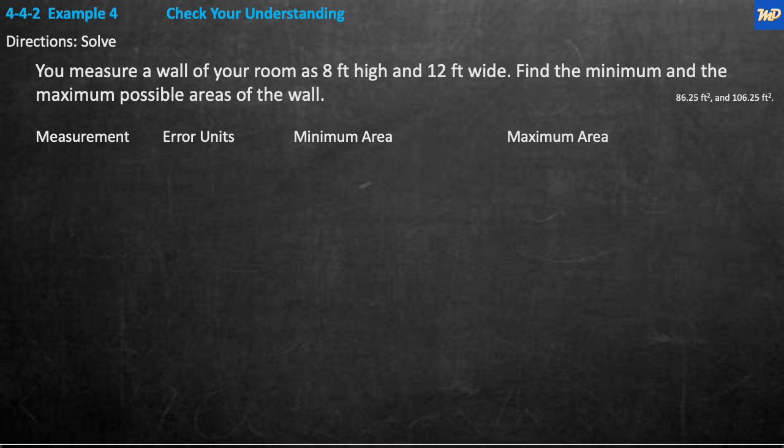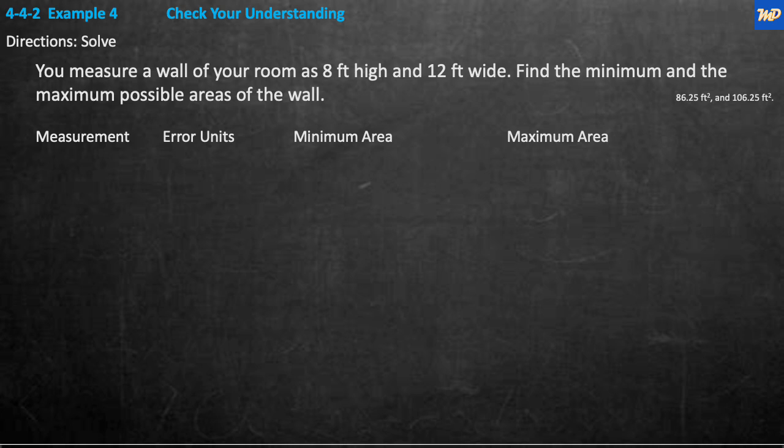Okay, example 4, check your understanding. Go ahead and pause the video and try this on your own. When you come back, we'll do it together. What does the problem say? It says you measure a wall of your room was 8 feet high by 12 feet wide. Find the minimum and the maximum possible areas of the wall. And I gave you a few columns to write some info down to organize with if you'd like. Go ahead and pause. When you come back, we'll work them together.